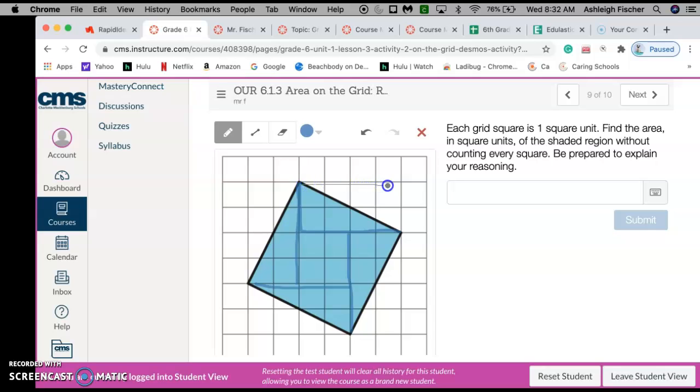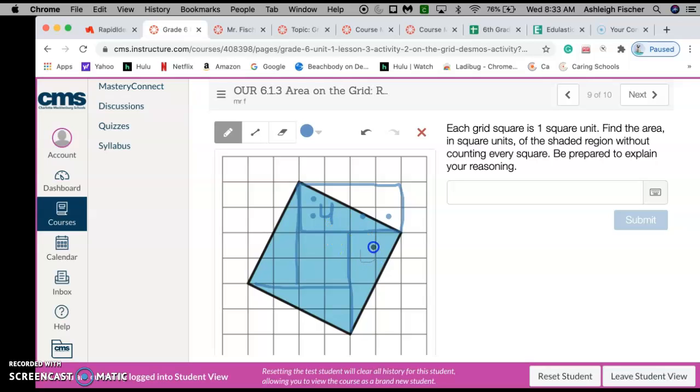If I found the area of this rectangle, I know if I pretended all this stuff was shaded and it was blue, 1, 2, 1, 2, 3, 4, 4 times 2 gives me 8. But I only have half of it shaded. So if the whole thing was shaded, it would be 8, but I only have half. That gives me 4 again.